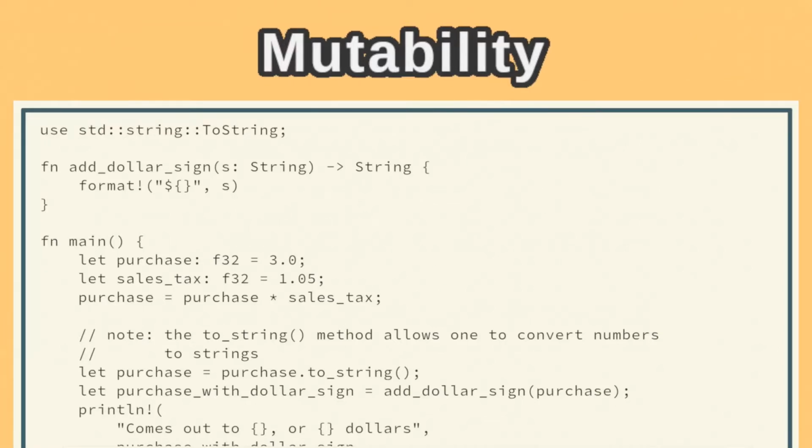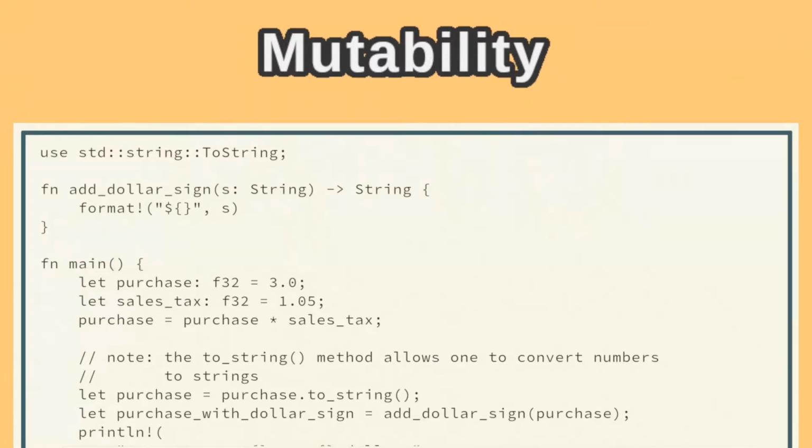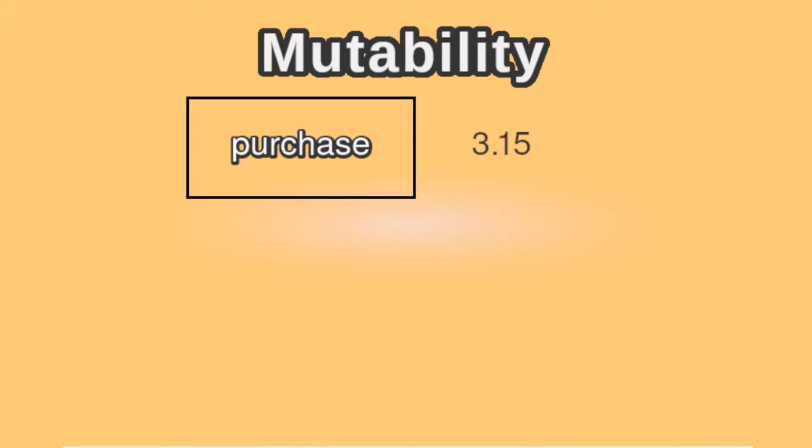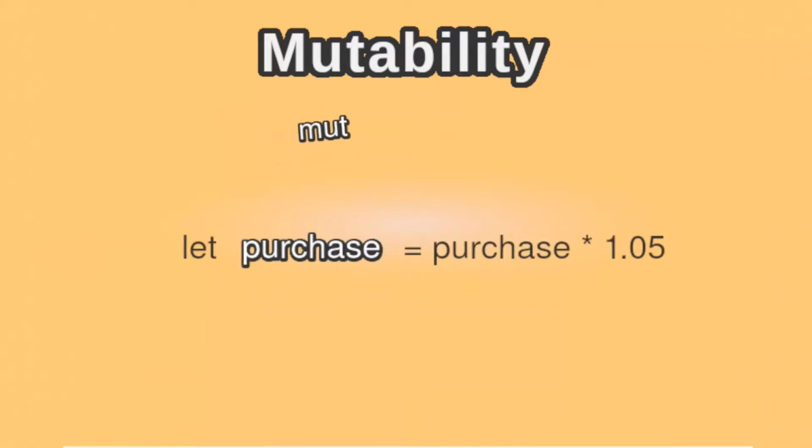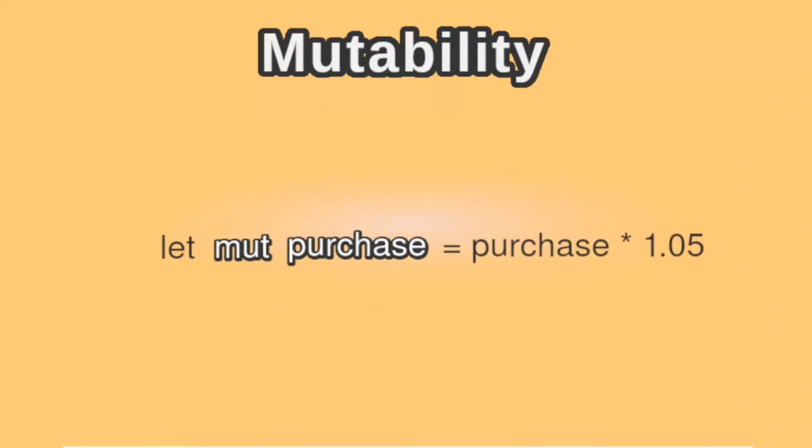Mutability is what prevents the first three lines from compiling. In Rust, variables by default can only be assigned to once. We need to manually specify that the variable can be assigned to more than once. To do this, we put the mut keyword after the let keyword to change the variable from immutable to mutable.